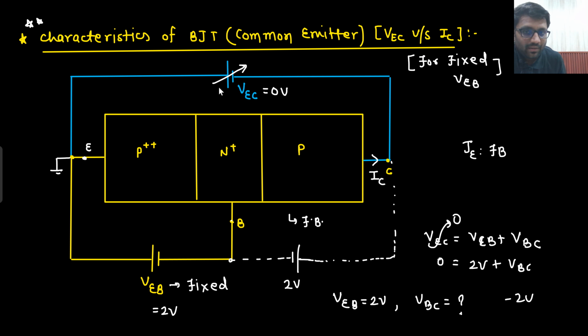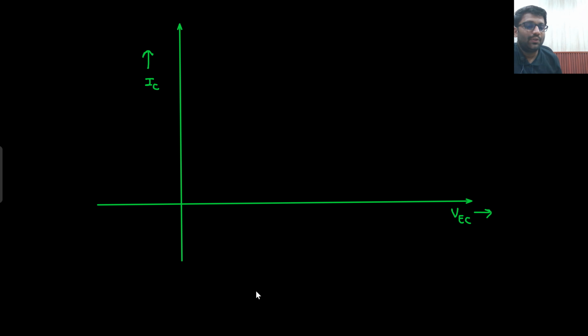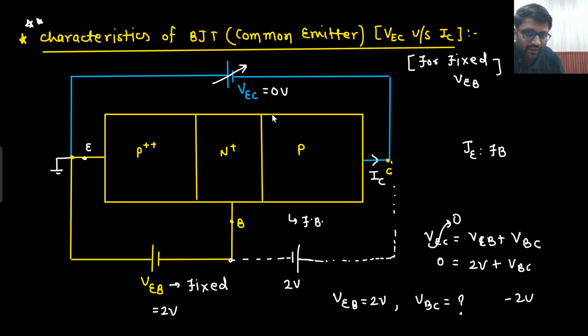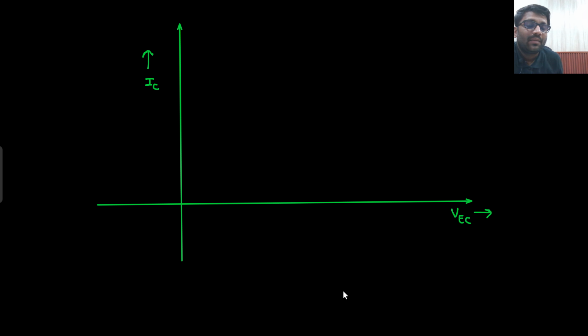So what you did, you are changing this VEC, and with respect to that you need to draw this IC. So first what I did, I have fixed this VEB. VEB is fixed to 2 volt. If VEB is fixed to 2 volt, then what did I show? If I am applying VEC equal to 0, then this is coming under forward bias. And in forward bias, you know that collector current is very minute. Although some collector current would be there when your VEC is 0, that current we will not show. We will say that, sir, nearly 0 collector current is there.